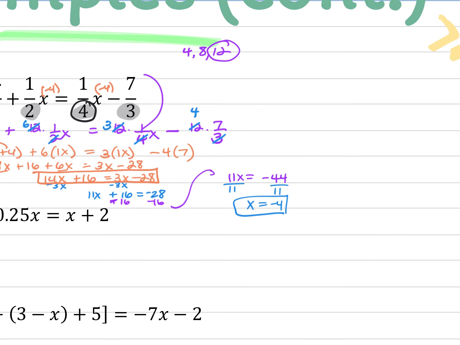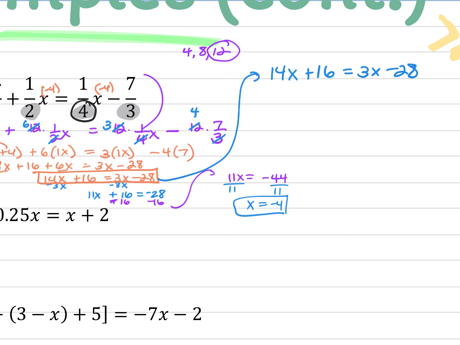So you can actually, there's so many things that you could do there. You don't have to do the 3x. At this point, because it's all addition and subtraction, I could either subtract the 14x from both sides, subtract the 16 from both sides, subtract the 3x from both sides, or add the 28 to both sides. The order there doesn't matter. But your goal is to get the ones that have x's to one side and the ones that don't to the other. Does that make sense?